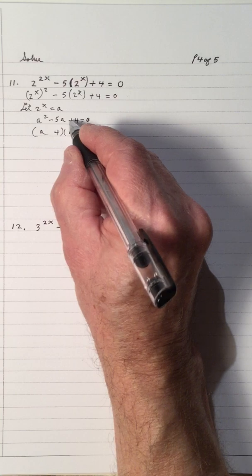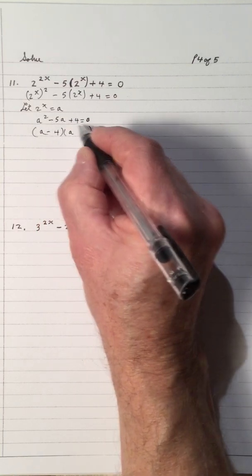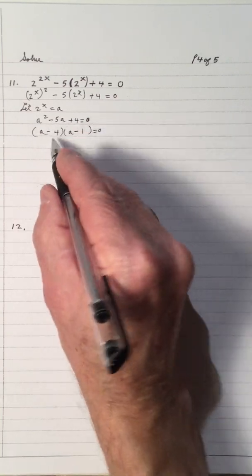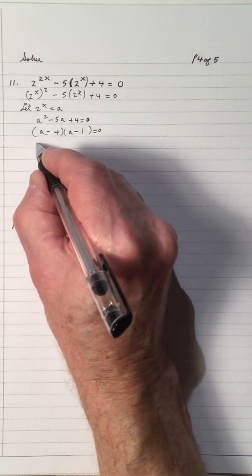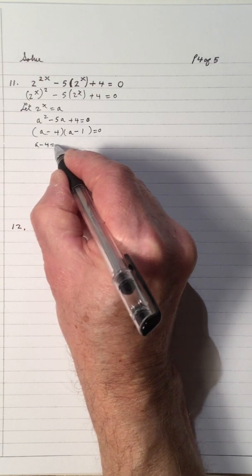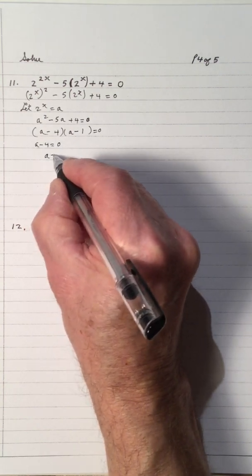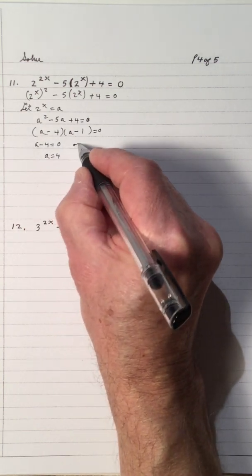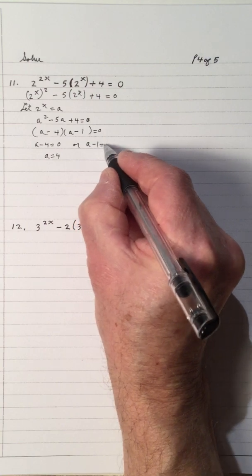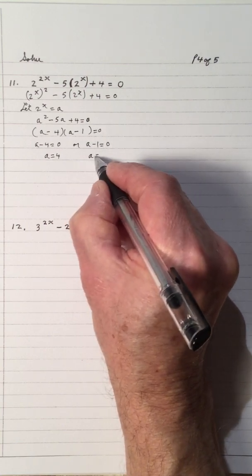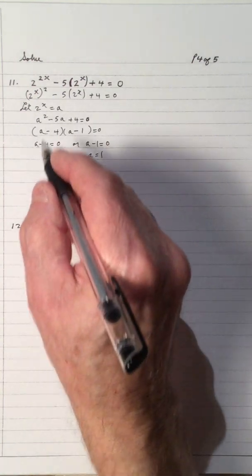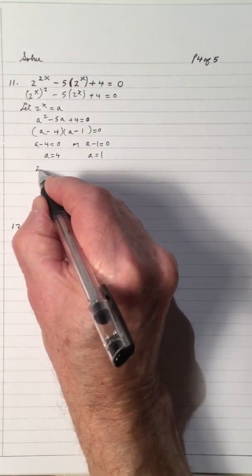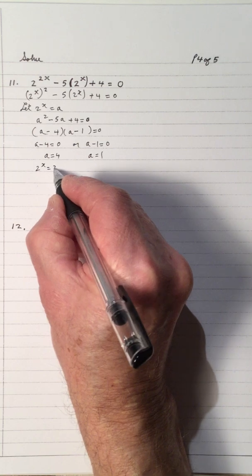Product is positive. Sum is negative. It must be a negative and a negative. Multiply negative 4 times negative 1 is 4. Add to negative 5. So a minus 4 equals 0. a equals 4. Or a minus 1 is equal to 0. So a is equal to 1. So notice, now we have a, but a is equal to, so that means 2 to the x is equal to 4.